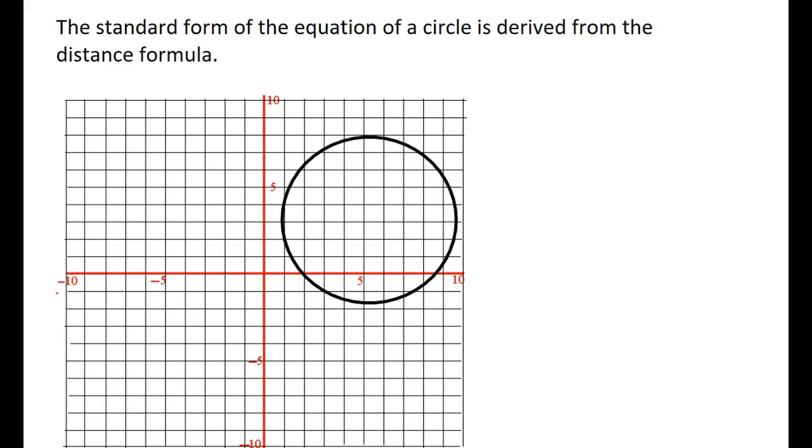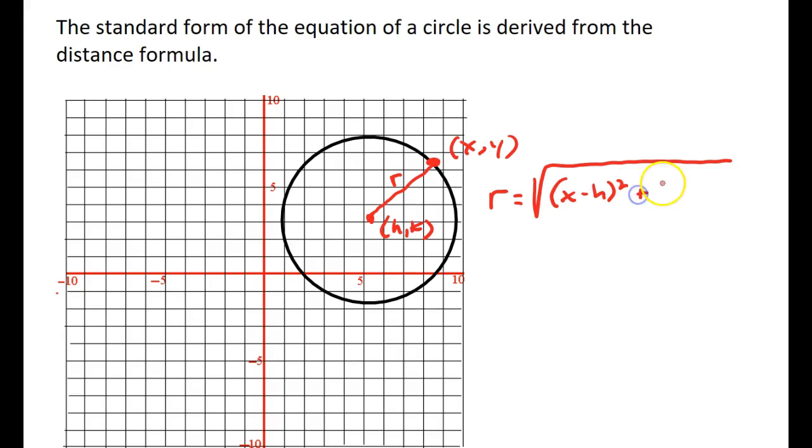There's a standard form of an equation of a circle, and we get it from the distance formula. So let's say that here is our center, h comma k, and here is a point that could be anywhere on the circle, which we'll call x comma y. And that fixed distance between them is r. So we're going to do the distance formula between these 2 points. And remember that r, which is our distance, is the square root of the difference in x coordinate squared plus the difference in y coordinate squared.